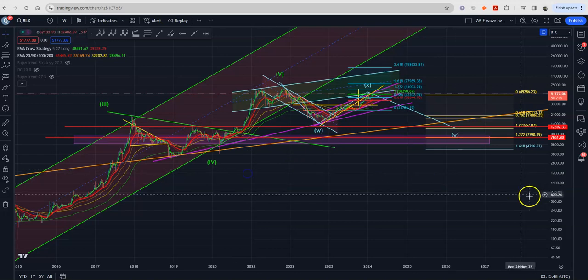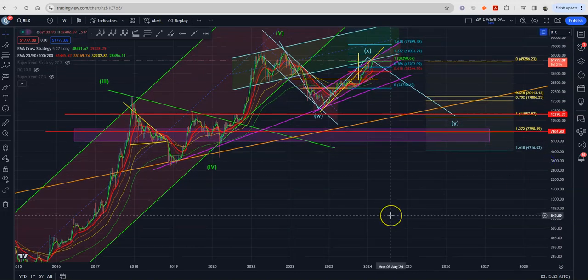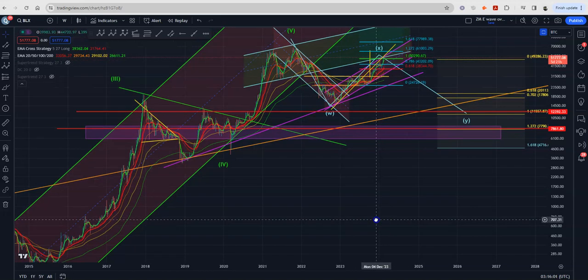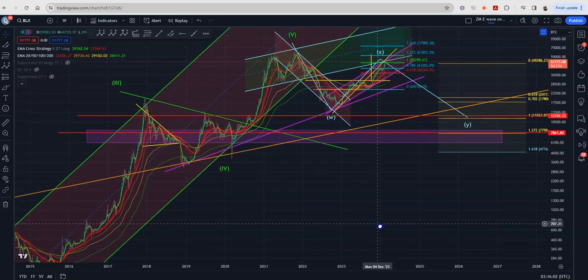Didn't go too into detail. I just wanted to keep it an overview of the macro count, so that you have an idea of what Bitcoin is doing.